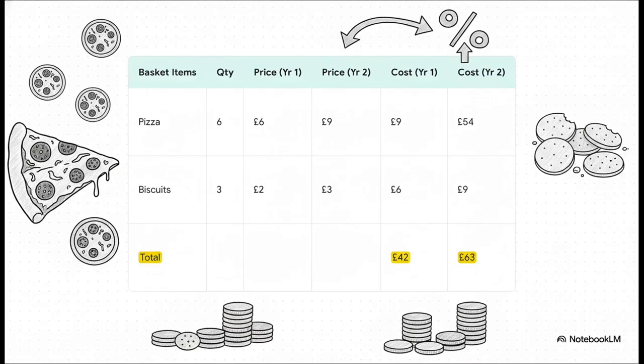The calculation turns this into a CPI of 150. Since the starting year is always 100, that means we've had a 50% inflation rate. And notice how the pizza price has a way bigger impact. That's because it's weighted more heavily in the basket.